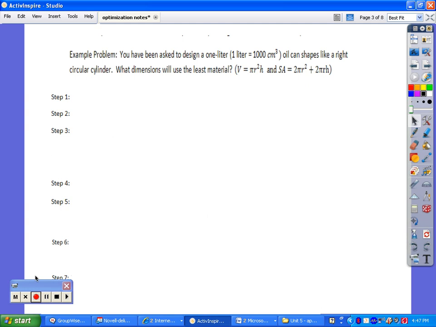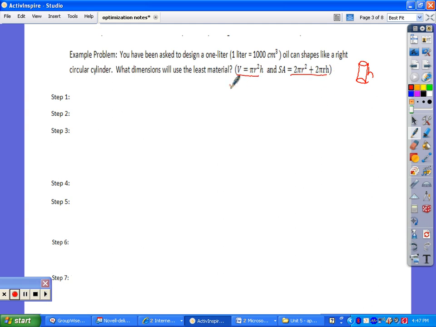And this time, we're trying to design a 1 liter oil can shaped like a right circular cylinder. And what are the dimensions for the least material? So we have a cylinder, and we want the least amount of material. And they told me the equation for volume and surface area.